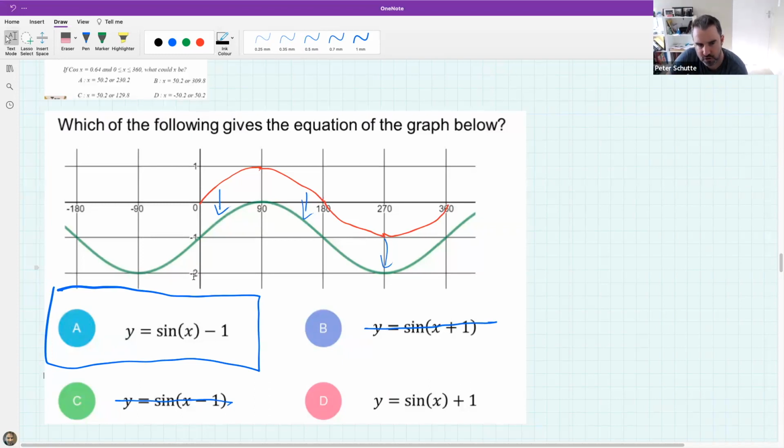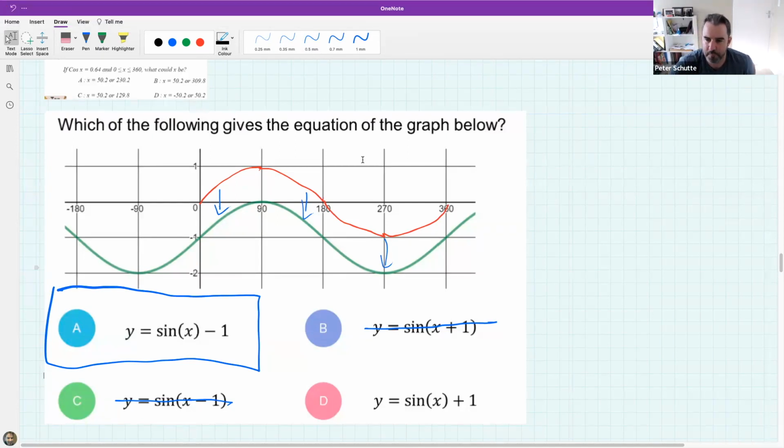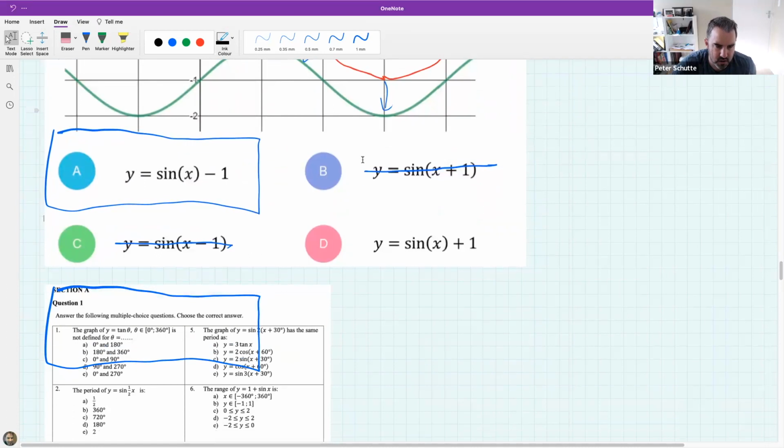Thumbs up if you understood how that one worked. Thumbs down if you didn't understand. I think I want to squeeze in one more question if I can find one, and then after the break, we're going to look at past papers. But let's have a look.